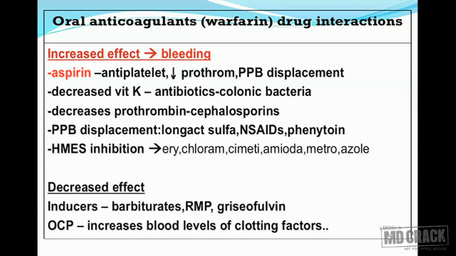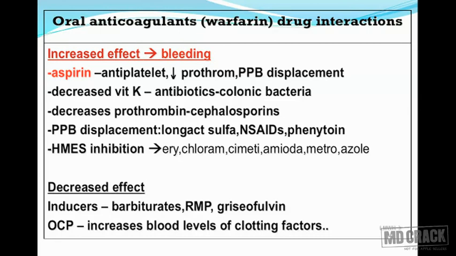And all those drugs which are inhibitors of the hepatic microsomal enzyme system, or what you call the cytochrome P450 enzyme system, are going to inhibit the metabolism of warfarin. So warfarin levels will be high and there will be bleeding. HMES inhibitors, as you know, are erythromycin, chloramphenicol, cimetidine, amiodarone, metronidazole, and the azole antifungals. All these substances can increase the bleeding due to warfarin.